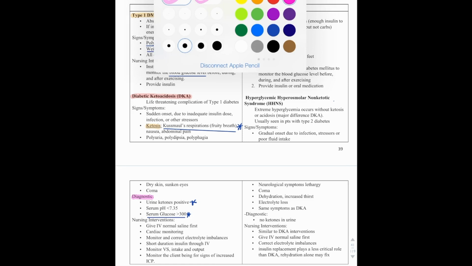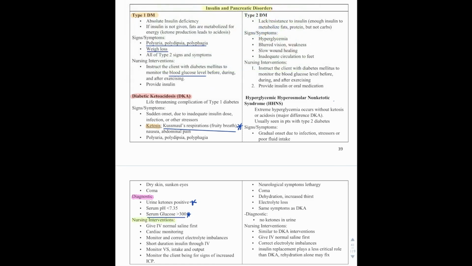So our nursing interventions are to give IV normal saline first. So if you get a question, remember priority is IV normal saline first. We're going to do cardiac monitoring. We're going to monitor and correct electrolyte imbalances, give short duration insulin through an IV, monitor vital signs, intake and output, and monitor the client for signs of increased intracranial pressure.